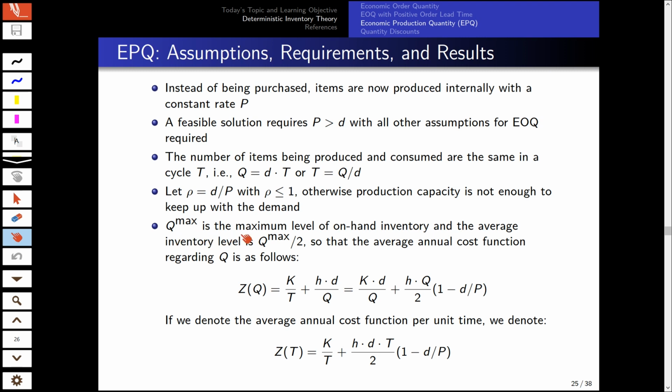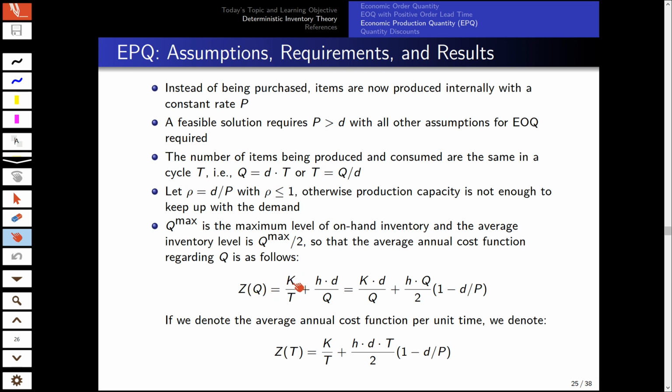So at the maximum level of on-hand inventory, we have our peak that I just showed you on the graphic, and now the average inventory is this Qmax divided by 2, so that we can have the average annual cost function with respect to Q given as follows.